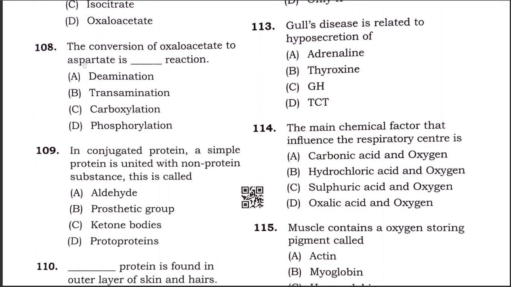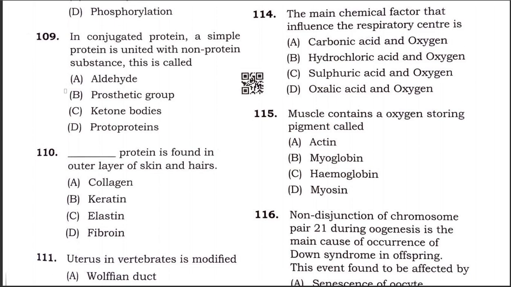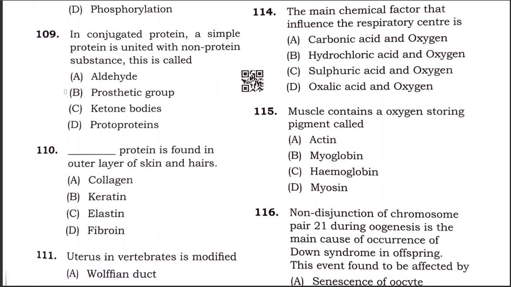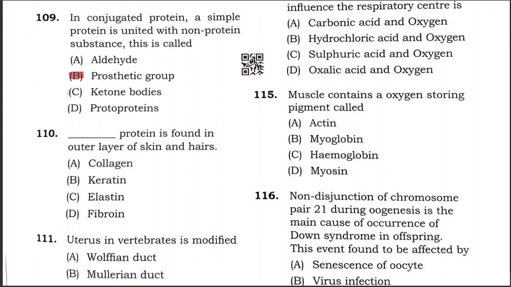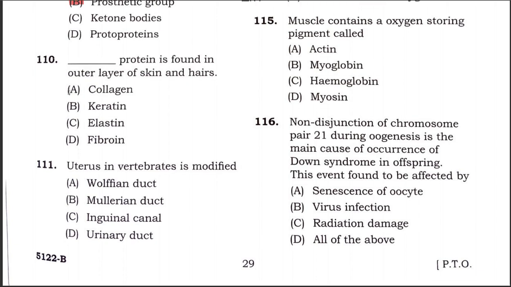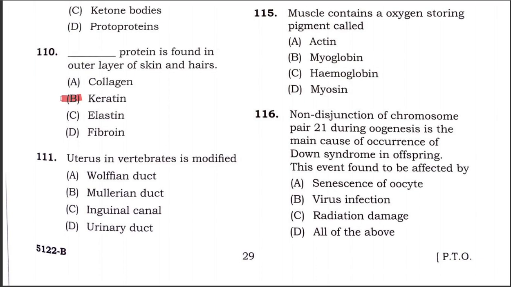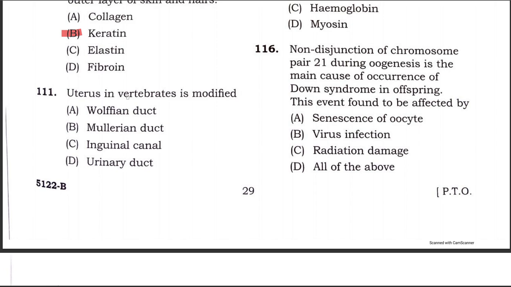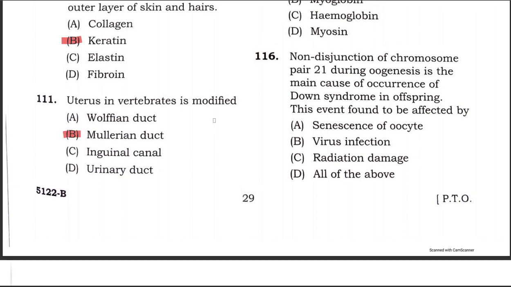The conversion of oxaloacetate to aspartate is a transamination. In conjugated protein, a simple protein is united with a non-protein substance. This is called the prosthetic group. Dash protein is found in the outer layer of skin. Keratin, of course. Uterus in vertebrate is modified into Mullerian duct. Yes, including man.